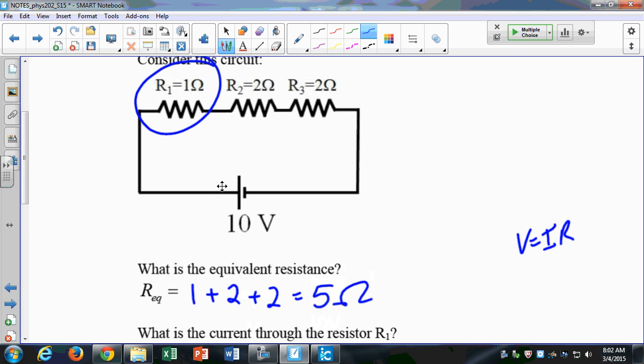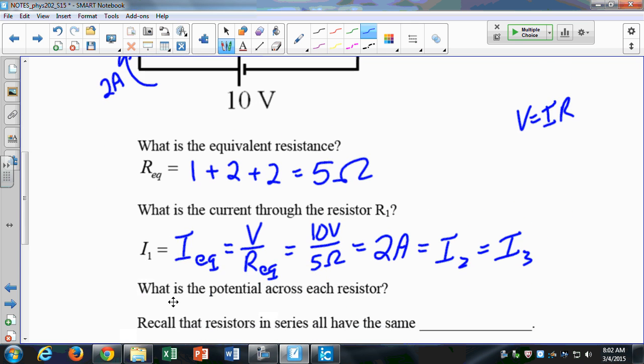So far I have 2 amps here, 2 amps here, 2 amps here, 2 amps here. Everywhere in this circuit we have a current of 2 amps. And then if I want to know the voltage, now I know the resistance and the current for all three resistors, so I can find the voltage.